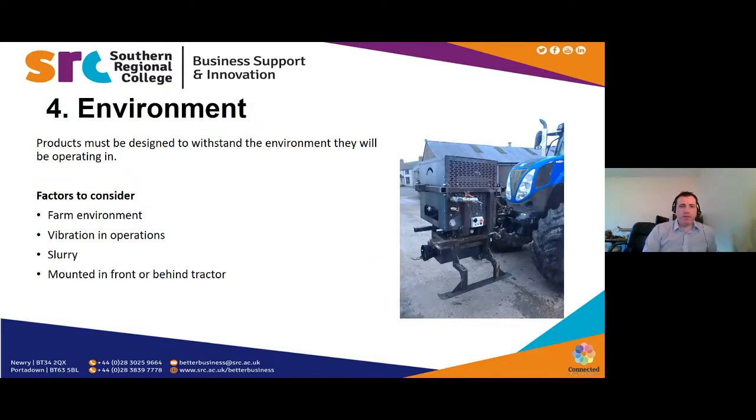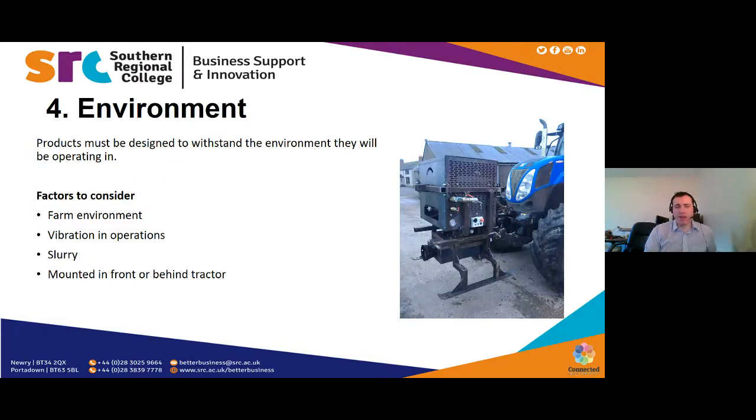This brings me to the next one, the environment. Now, I did touch on it on the previous slide. It needs to be designed to withstand the environment they will be operating in. As you see here in the photograph on the right-hand side, this is the machine mounted to the front of the tractor. It needs to be robust. It's working in a farm environment. There's going to be a lot of vibration through the whole machine. It's going to be scary operating in and around it, so it needs to have a certain amount of resistance.